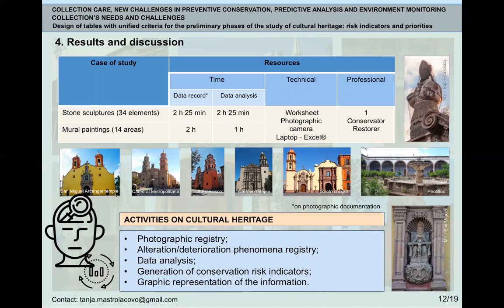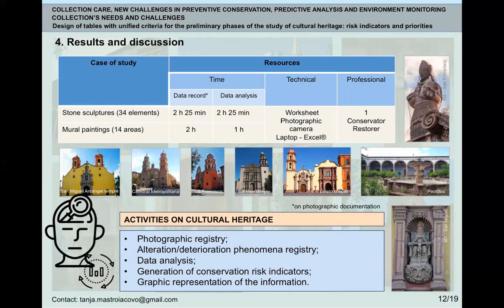The necessary time for the information registry based upon photographs was 2 hours and 25 minutes for the sculptures and 2 hours for the mural paintings. For the data analysis, 2 hours and 25 minutes and 2 hours were employed, respectively.